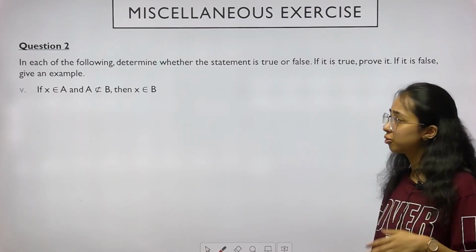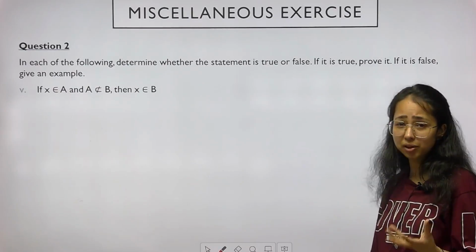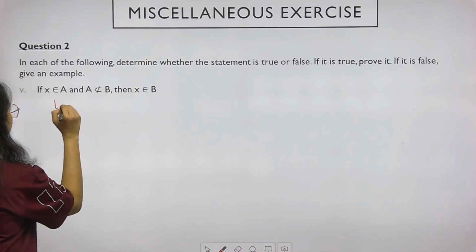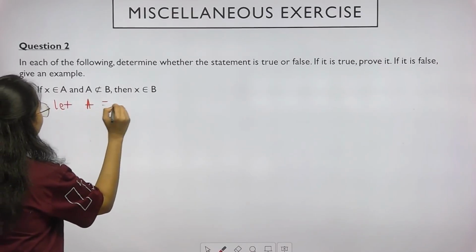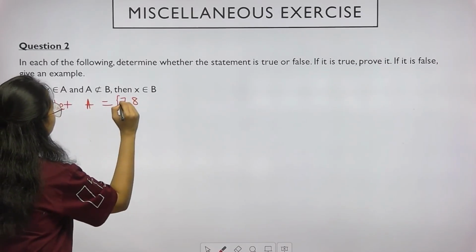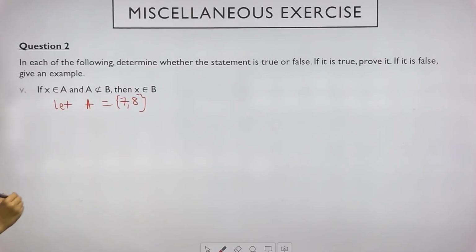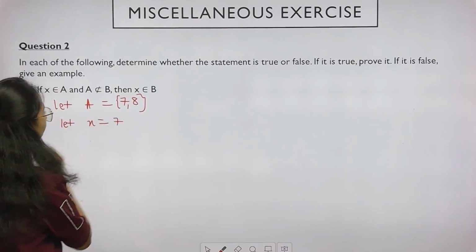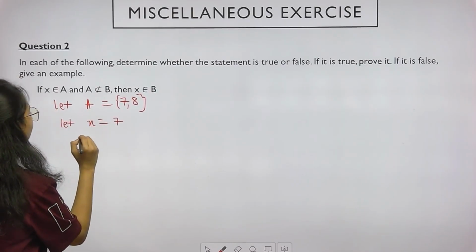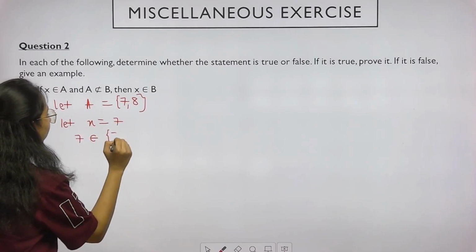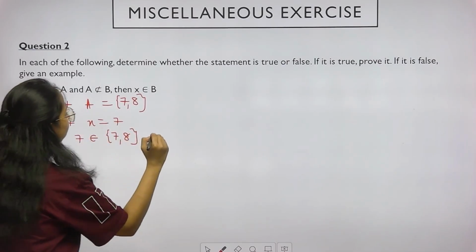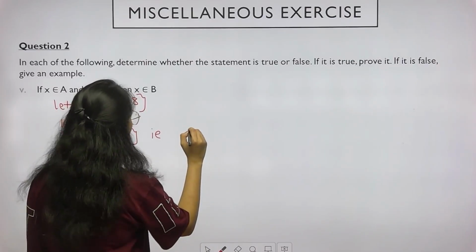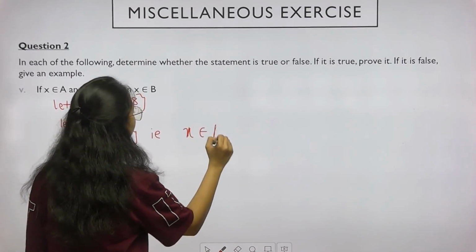Next question says that if X belongs to A and A is not a subset of B, then X belongs to B. So we need to find whether this particular statement is true or not. Let's take A as {7, 8}. And let X be equal to 7. Now clearly 7 belongs to {7, 8}, that is A. That is, X belongs to A.